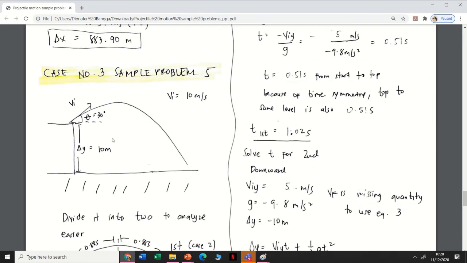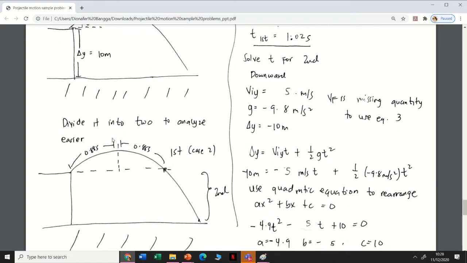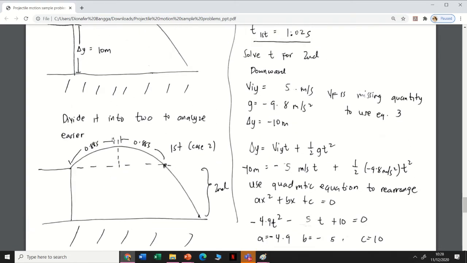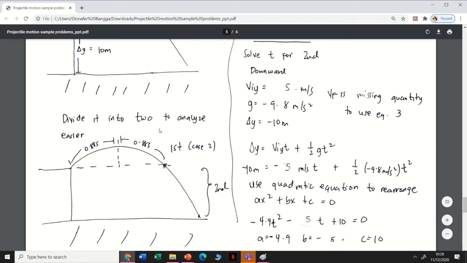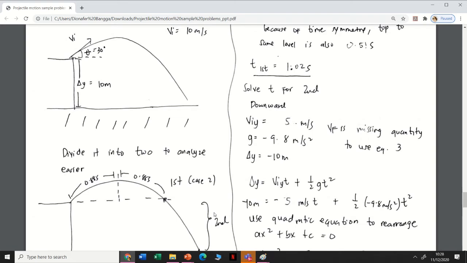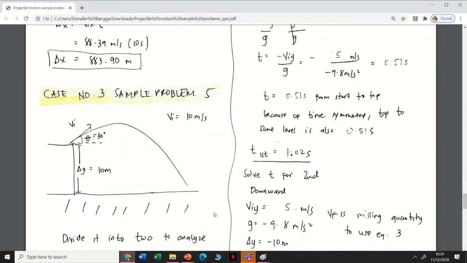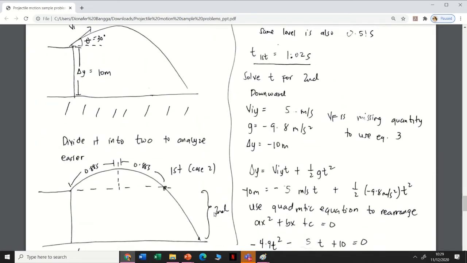So in that case, for us to solve the total time, we can actually use the idea of symmetry, since I divided it into 2. The first part of the trajectory would be treated in terms of case number 2, and then the second one would be treated as another kind of trajectory of the projectile. So let's focus first on the first part of our trajectory, and that would be by treating it as case number 2. With that, to solve for the total time, we can use the idea of time symmetry.